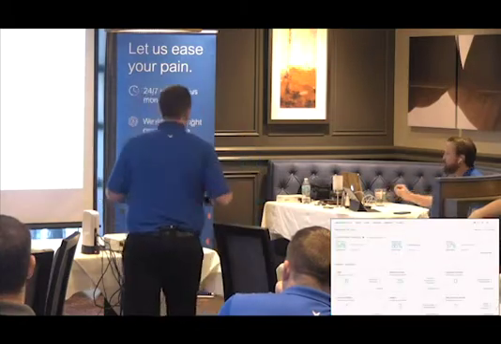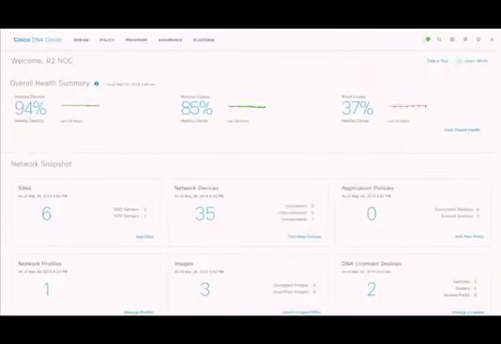This is what DNA is. First, much prettier than Prime, right? I don't want to spend too much time on DNA because it's not what we're here to talk about. We're really here to talk about microsegmentation and what SDA can do. But this is essentially DNA. It looks like it's taken right out of the Meraki portal. Very pretty, very clean, right? Very overall network health centric.